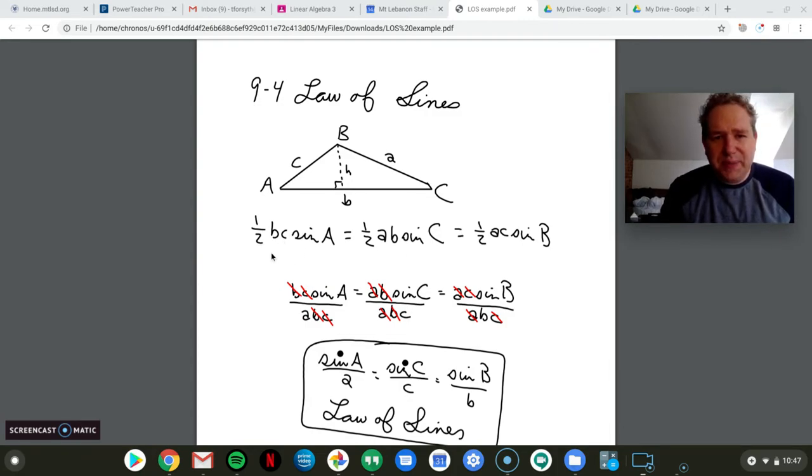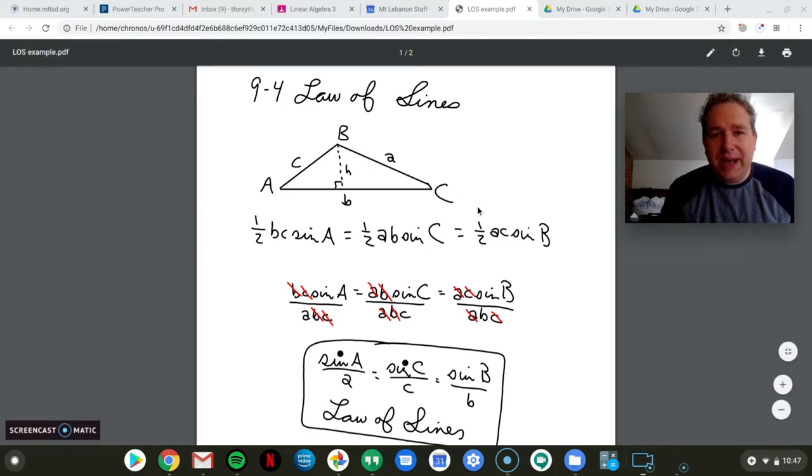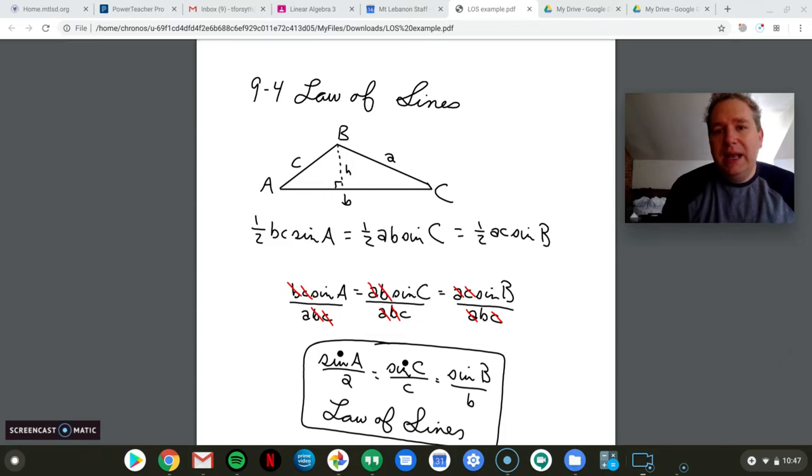So one way to express the area of an arbitrary triangle would be 1/2 BC sine A. The other one, if you want to use angle C, you'd have to use side A and side B. So 1/2 AB sine C. And if you wanted to use angle B, you'd have to use sides A and C because they constitute angle B, 1/2 AC sine B.